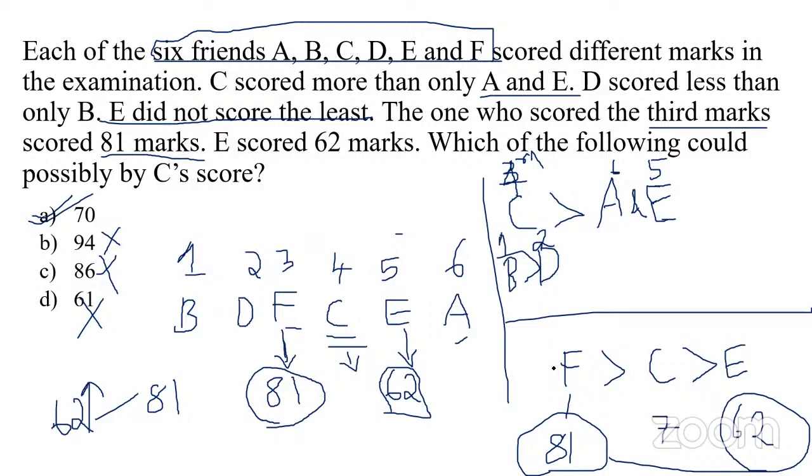Okay, ma'am. When we see the options, we can tell the answer easily. Yes, very good. In the last, the 81 marks and 62 marks, we check, and based on the C score we see, we will tell the answer. We will tell the answer based on the E and F score.